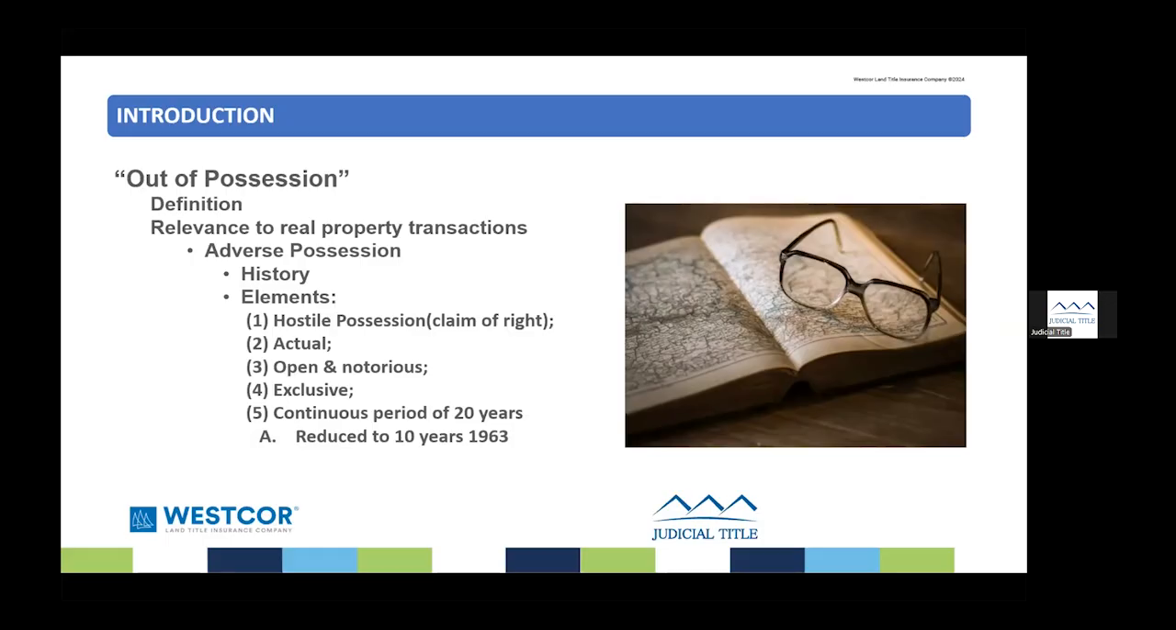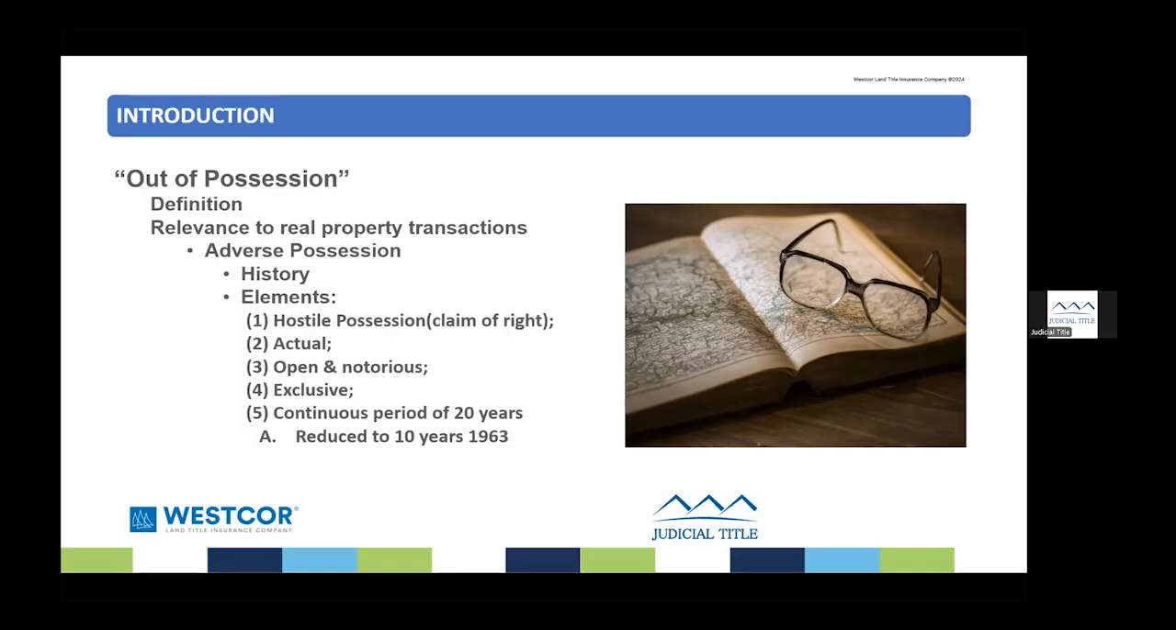So in any event, talking about adverse possession. Generally we talk about an out of possession definition, the relevance to real estate transactions. It means a portion of property that is not within the control of a particular owner. So somebody essentially taking ownership to property, not via some written documentation, but because they've possessed it or they're occupying it or doing something with it.